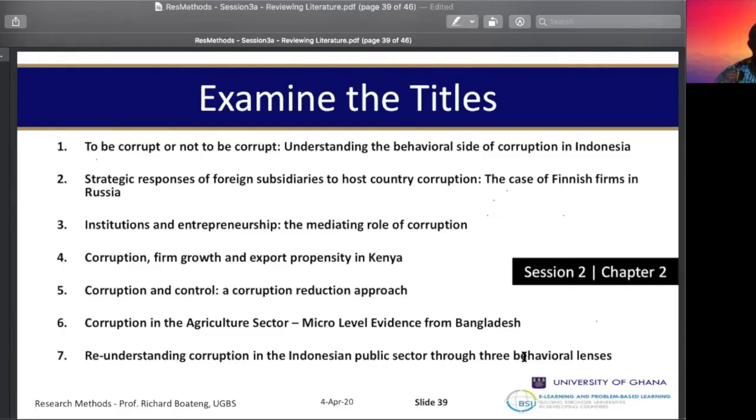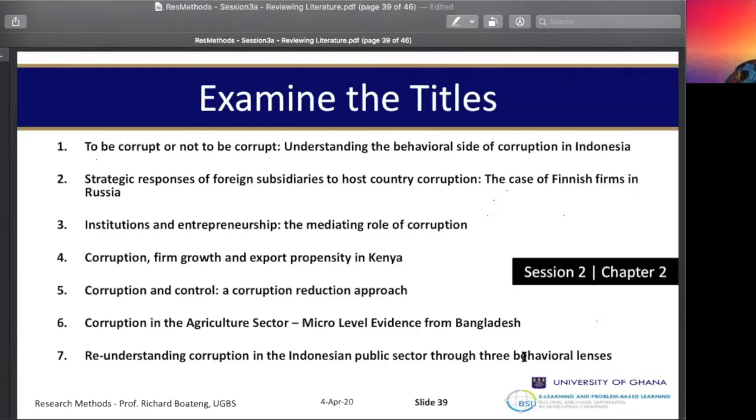Okay. Institutions and entrepreneurship, the mediating role of corruption. This one, there's no context. But you can see that the topic is on corruption, but he's focusing on how corruption becomes a mediator between institutions and then entrepreneurship. Okay.